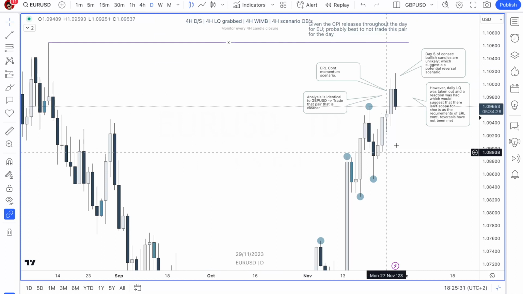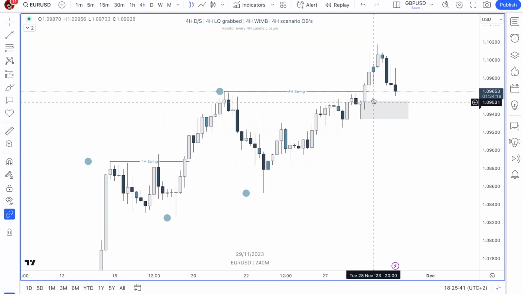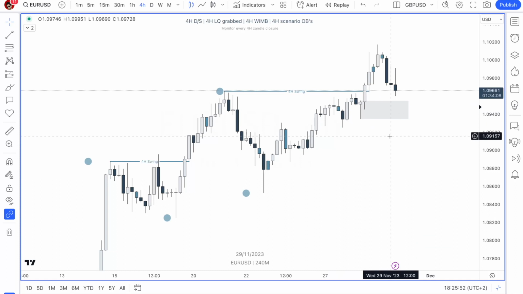With regards to the reversal scenario, as you can see, there's no daily fair value gaps. So our next best option is to target the nearest confirmed or validated 4H pro-trend OB, or window of imbalance, which in this case would be this 4H OB.